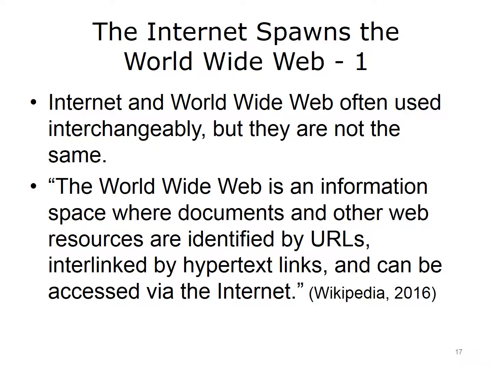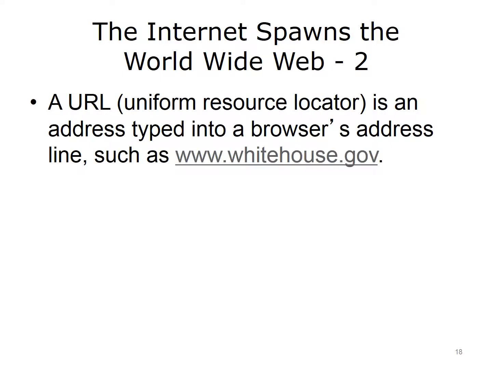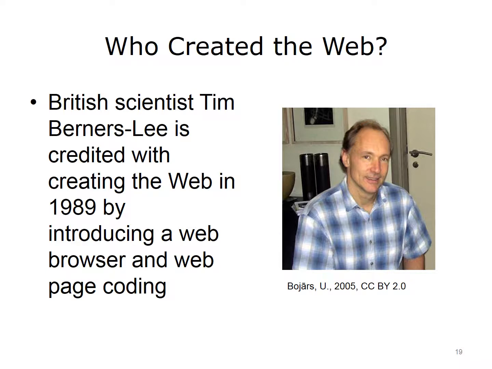The terms Internet and World Wide Web are often used interchangeably, but they are not the same thing. According to Wikipedia, the World Wide Web is an information space where documents and other web resources are identified by URLs, interlinked by hypertext links, and can be accessed via the Internet. A URL, which is short for Uniform Resource Locator, is an address typed into a web browser's address line, such as www.whitehouse.gov.